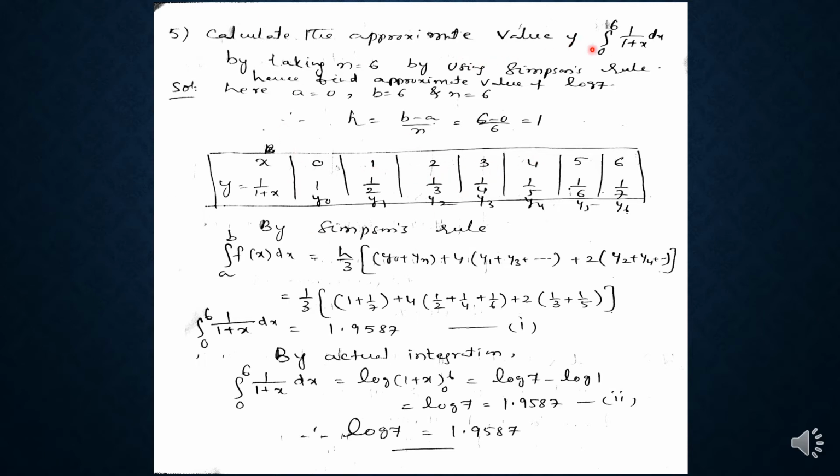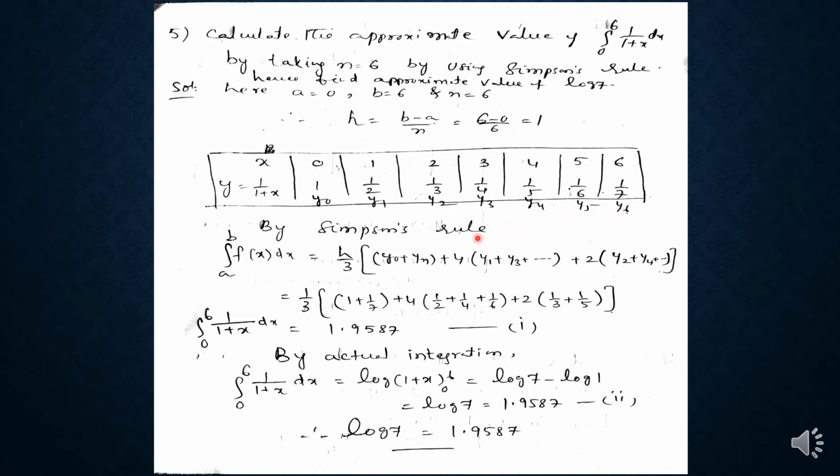Now what is y? What is the integrand? What is the function y? 1 by 1 plus x. y is equal to 1 by 1 plus x. By substituting x values in this function, we will get y. That is 1 by 1 plus 0, that is 1. 1 by 1 plus 1, 1 by 2. 1 by 1 plus 2, 1 by 3. 1 by 1 plus 3, 1 by 4. 1 by 1 plus 4, that is 1 by 5. 1 by 1 plus 5, 1 by 6. 1 by 1 plus 6, that is 1 by 7. So these are the ordinates y0, y1, y2, y3, y4, y5, y6.